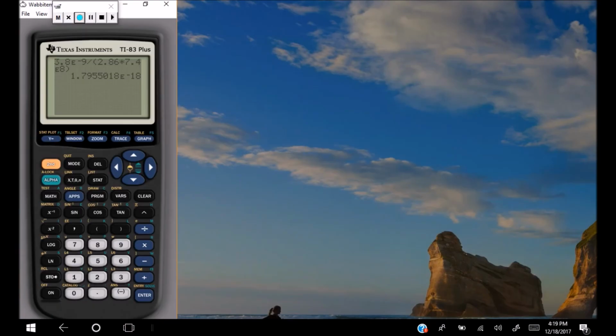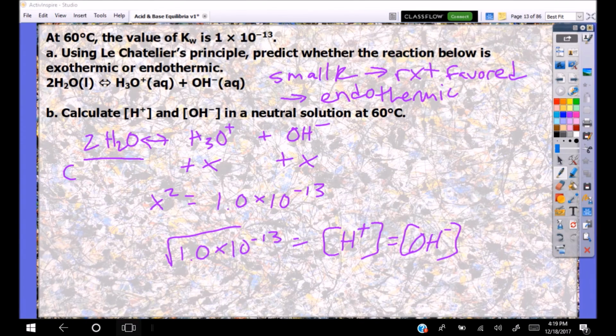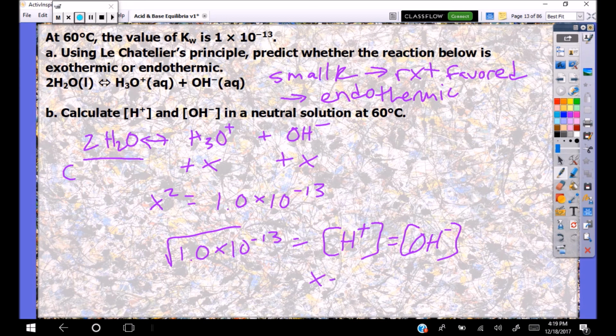Okay, all right, so the square root of 1e to the negative 13th is 3.16 times 10 to the negative 7th. So this concentration is 3.16 times 10 to the negative 7th molar. Now if I was doing sig figs with that, it would just be 3 times 10 to the negative 7th, because they actually only gave me 1 sig fig to begin with. All right.